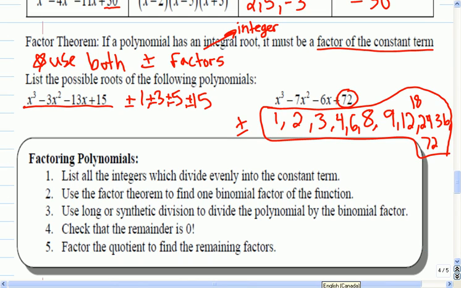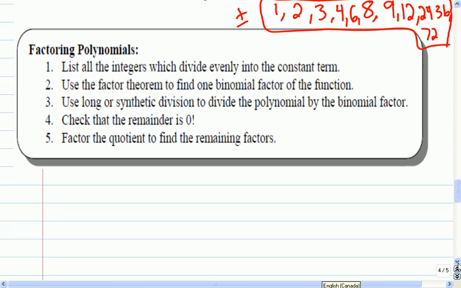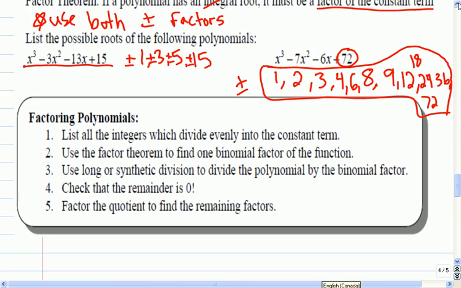So here's the general step of all the things we've talked about so far today. We're going to list all the integers that evenly divide into the constant terms. That's what we just did up here. This is our search, okay? These values here represent our search of possible candidates. Okay, we'll talk about some strategies here.